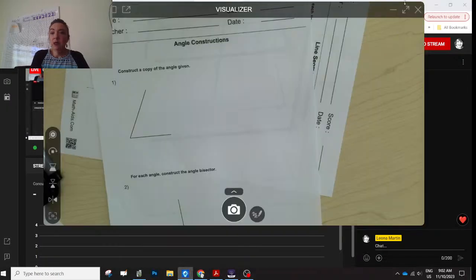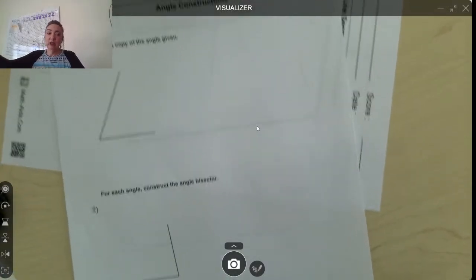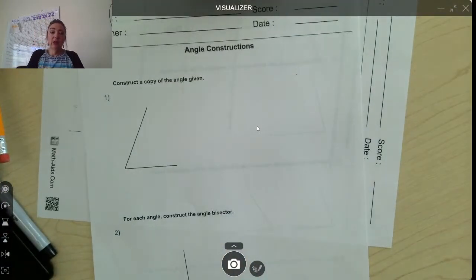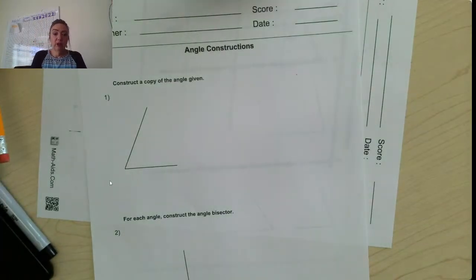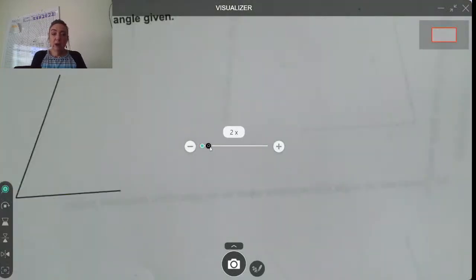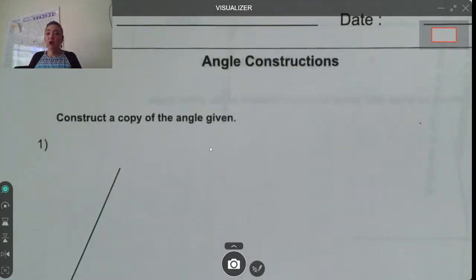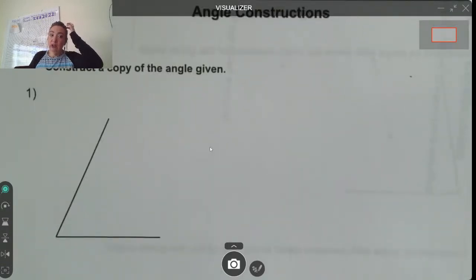Okay, so day 2 constructions, we're going to be talking about angle constructions, okay? I'm going to try to leave this up and just zoom in because it is so hard to use that protractor underneath that thing. So you need this one that says angle constructions, not the one that says angle bisector.